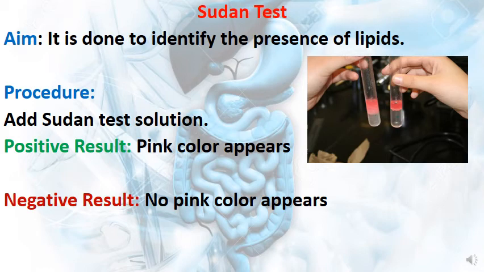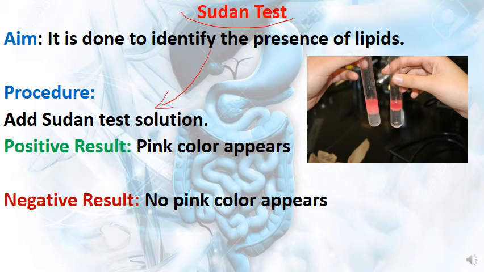The second test that's done to identify the presence of lipids is called the Sudan test. The Sudan test is done to identify the presence of lipids. It has a solution like the iodine solution. It has a Sudan test solution.